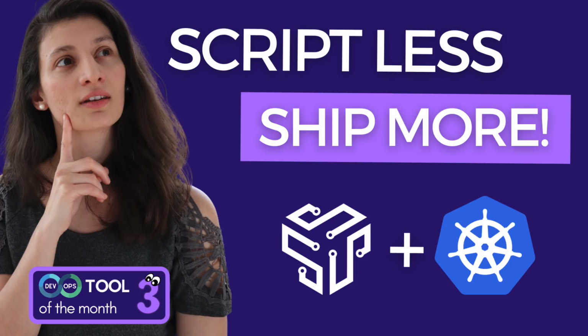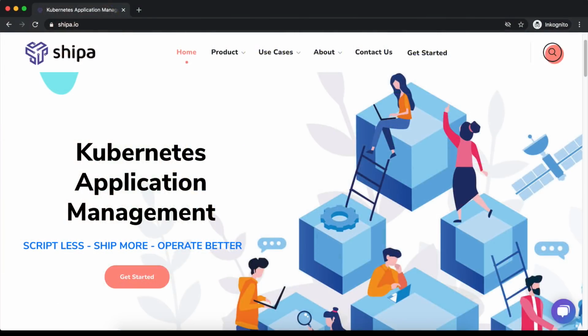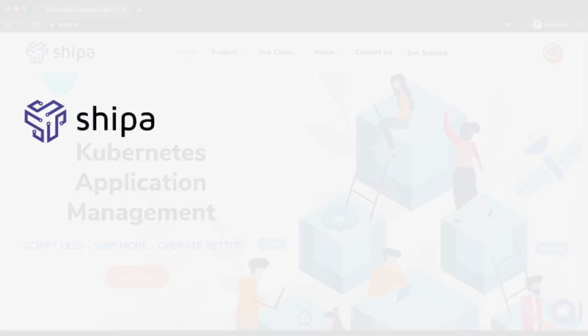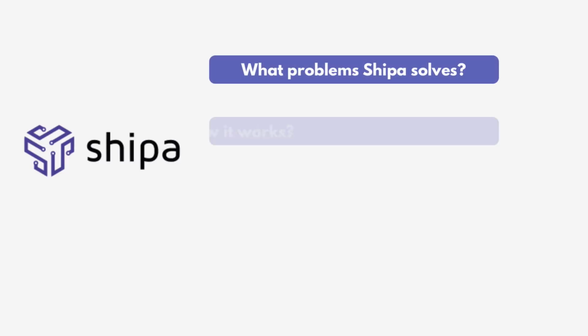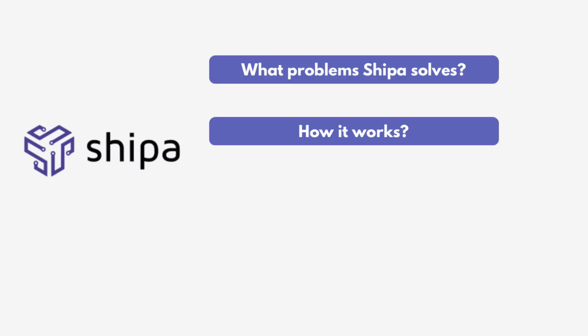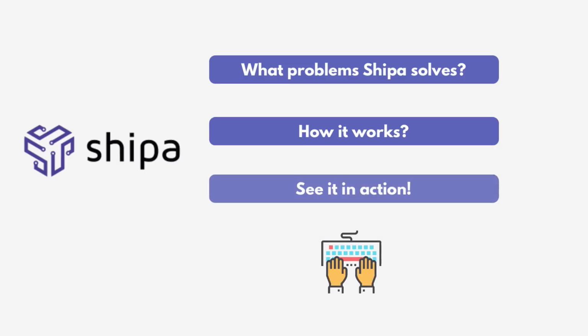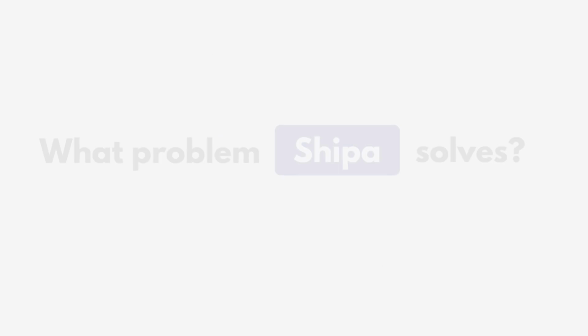In this video, we're going to talk about a tool that makes working with Kubernetes for developers extremely easy, called Shippa. So first, we're going to see what problems Shippa solves when working with Kubernetes. We will then see how Shippa actually works. And finally, I will show you a demo where we will install Shippa and see it in action.